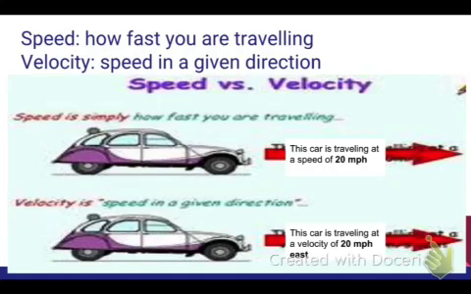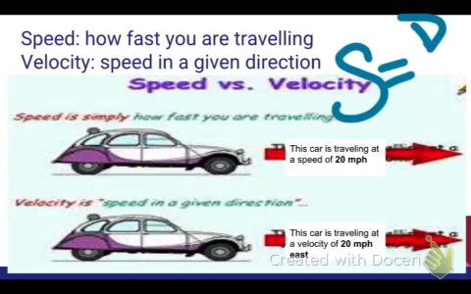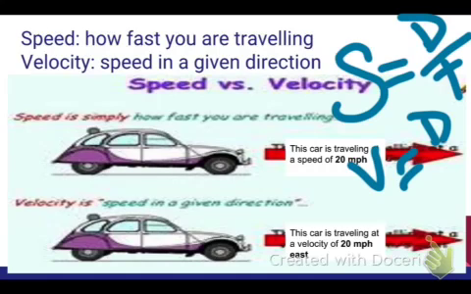As long as you add a direction to the speed, you have changed it into a velocity. Okay, so super easy for speed and velocity. Also, what you need to know is how to calculate speed, which is speed equals distance divided by time. Same for velocity. Velocity equals distance divided by time in a direction.